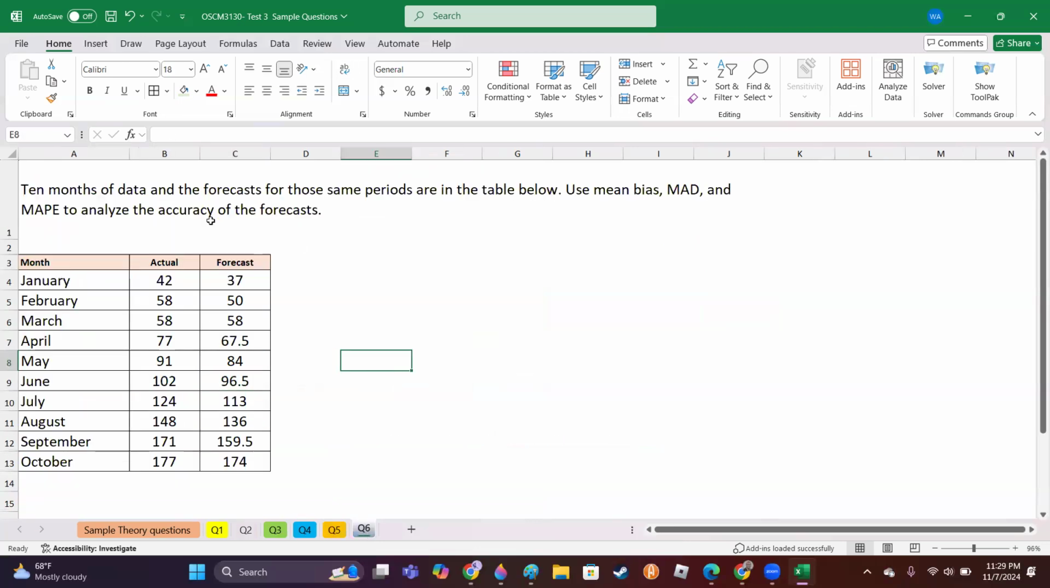10 months of data. This is a forecasting question. 10 months of data and the forecast for those same periods that are in the table below. Use the bias, the mean absolute deviation, and MAPE to analyze the accuracy of the forecast.